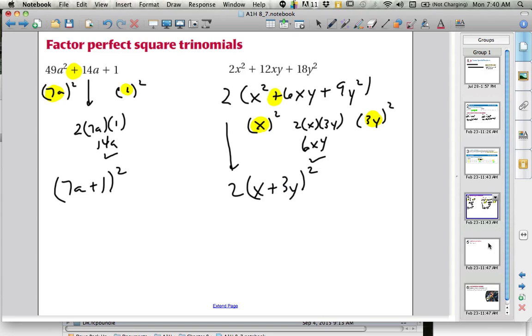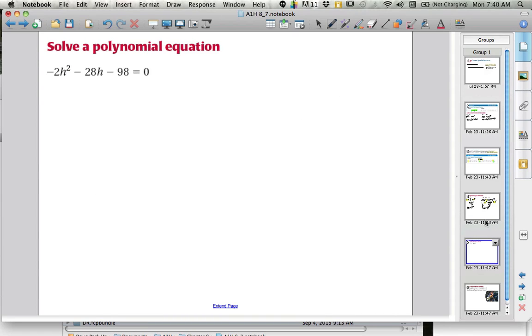All right, let's take a look at another problem. A couple different ways I might want to address this. First off, I don't really want to work with a negative leading coefficient. So what I can do is just add everything to the other side.